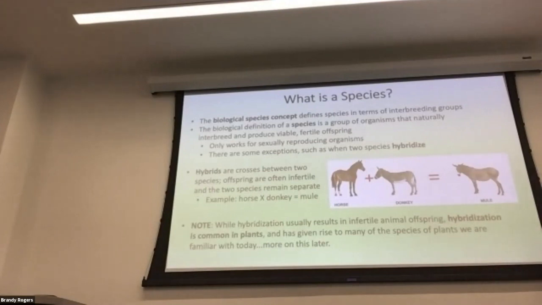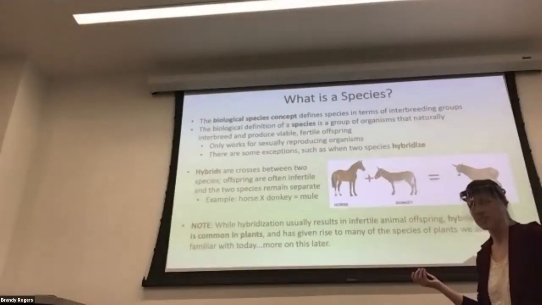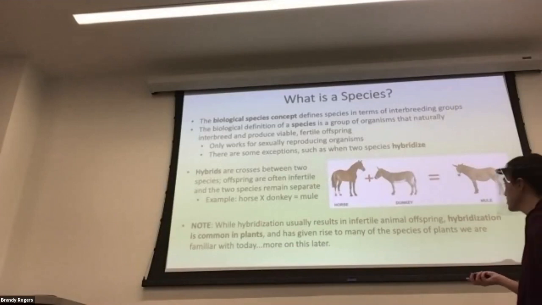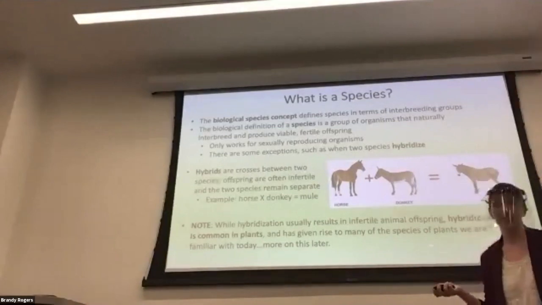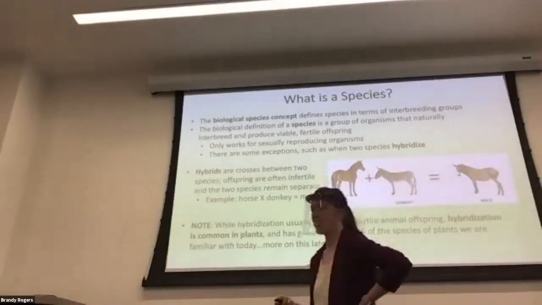Another note, we're going to talk in a little while about how plants can overcome genetic challenges that animals aren't really good at handling. Hybridization usually results in infertile animal offspring, but plants can withstand all kinds of weird genetic modifications. So we see hybridization a lot in plants. We'll talk about that in more detail a little bit later. So just note that for now.